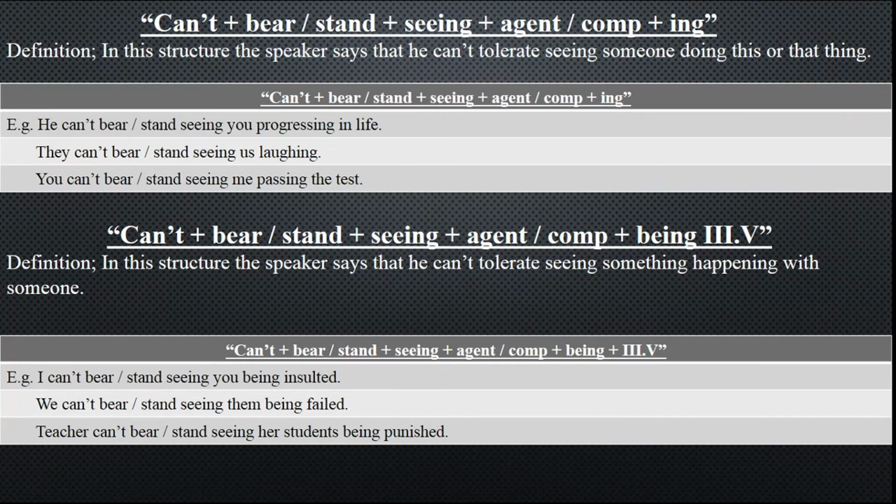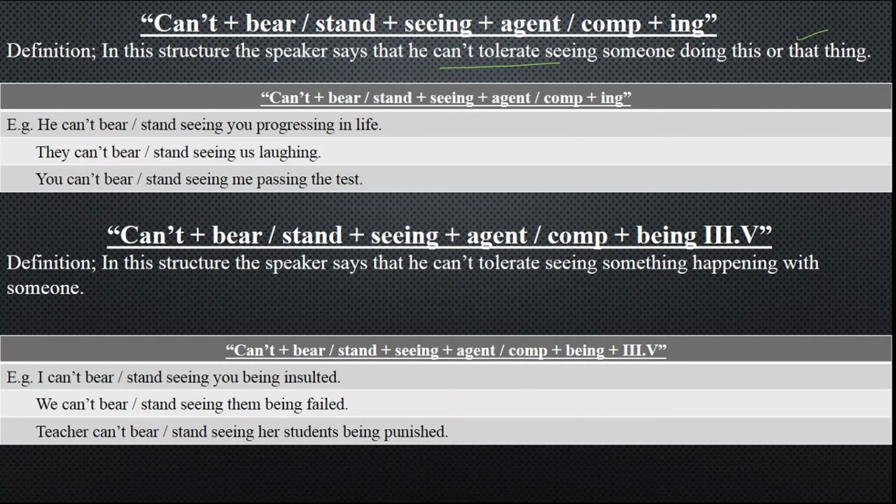Now, here we have can't plus bear, stand plus seeing plus agent or complement, and plus ing form of the verb. And the passive of the same is can't, bear, stand, seeing, agent, complement, being plus third form of the verb. How are we going to use it? Now see, can't plus bear or stand plus seeing, agent, complement, ing form is used. In this structure, the speaker says that he can't tolerate seeing someone doing this or that thing. So maybe he is jealous or something like that, or he is not the one to tolerate that this action is being done by someone.